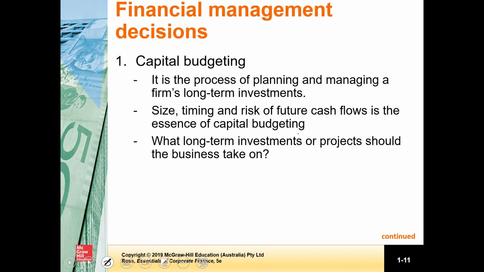Now, some financial management decisions. First of all is capital budgeting. The first question concerns the firm's long-term investment, which is capital budgeting. The process of planning and managing a firm's long-term investment is called capital budgeting. Okay, so in capital budgeting, the financial manager tries to identify investment opportunities that are worth more to the firm than they cost to acquire.